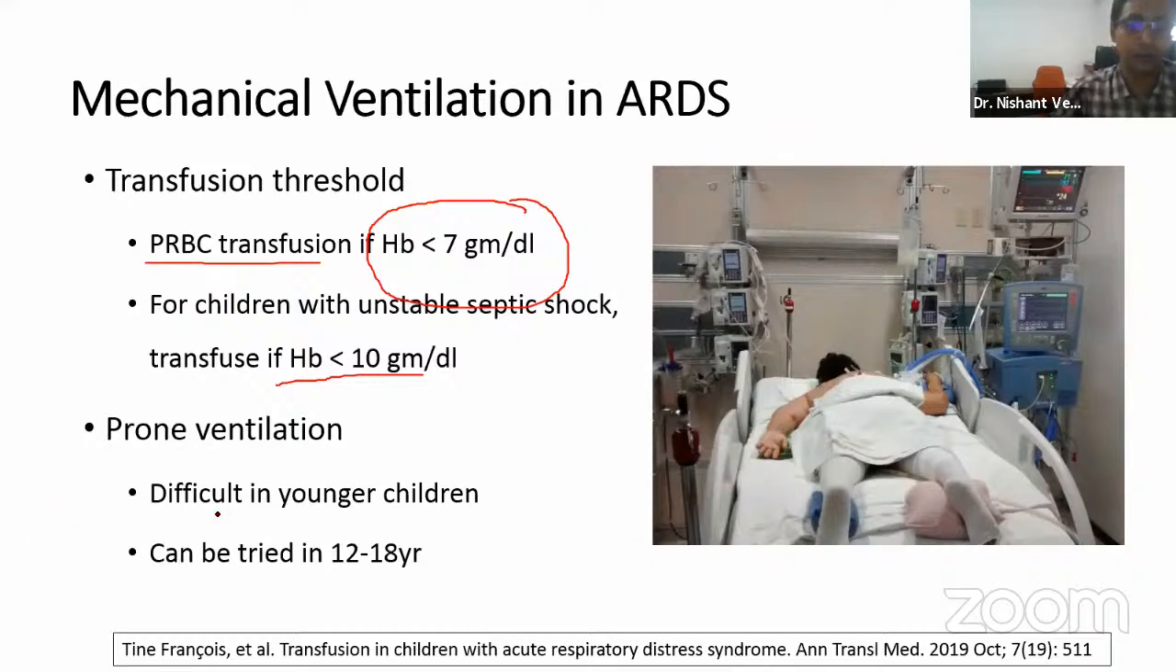Prone ventilation, which is being shown in this diagram. Prone ventilation is difficult to achieve in younger children, but can be tried in 12 to 18-year-olds. But you have to be very careful कि जो इतनी सारी tubings हैं accidentally disconnect नहीं हो जाए. Be very careful. If there is any alarm from the ventilator or from the monitor, go and see that all the circuits are properly connected.